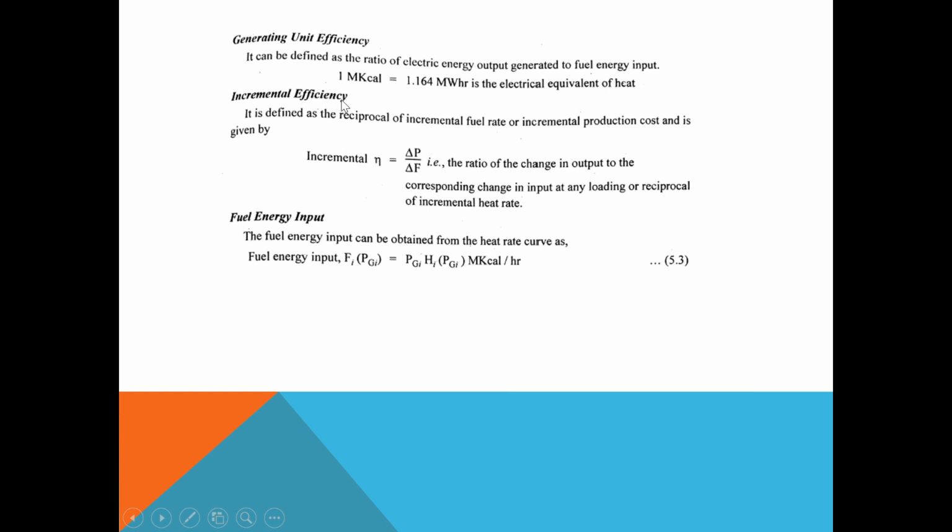And next one is incremental efficiency. It is defined as the ratio of delta P, that is the incremental fuel rate, to the delta F value. And next one is fuel energy input. Fuel energy input is given by the formula H of Pj into Pj, where H of Pj is nothing but the heat rate.